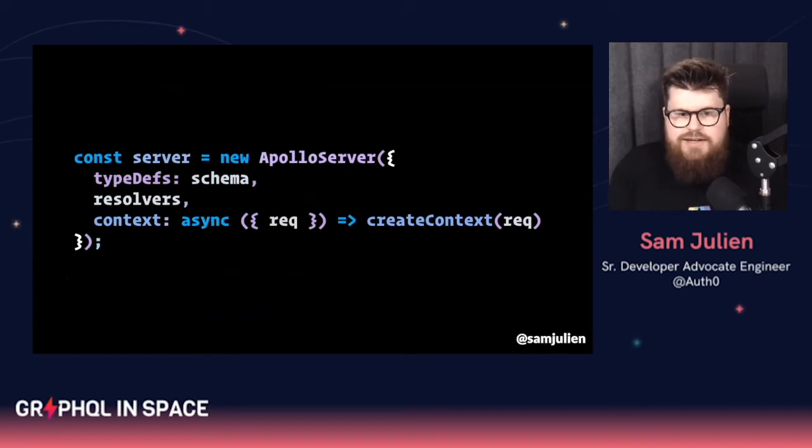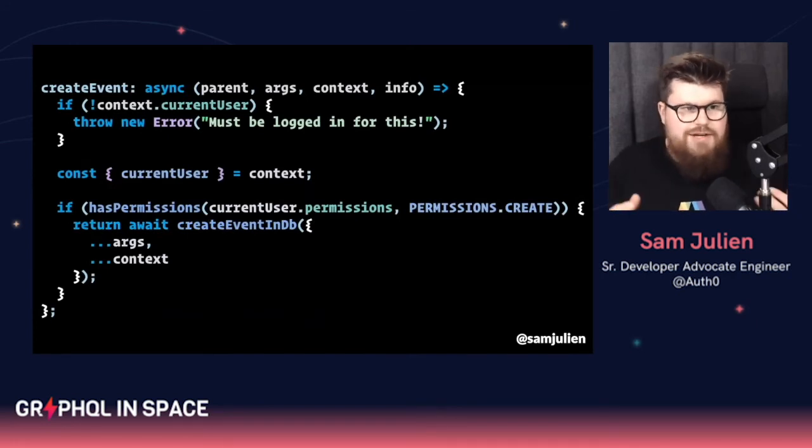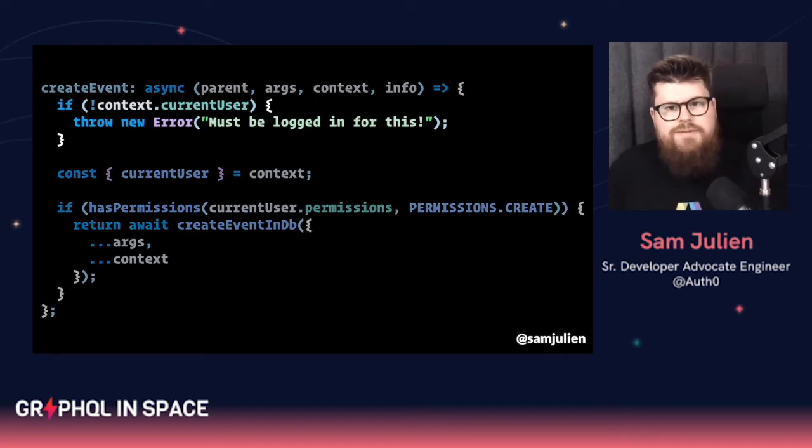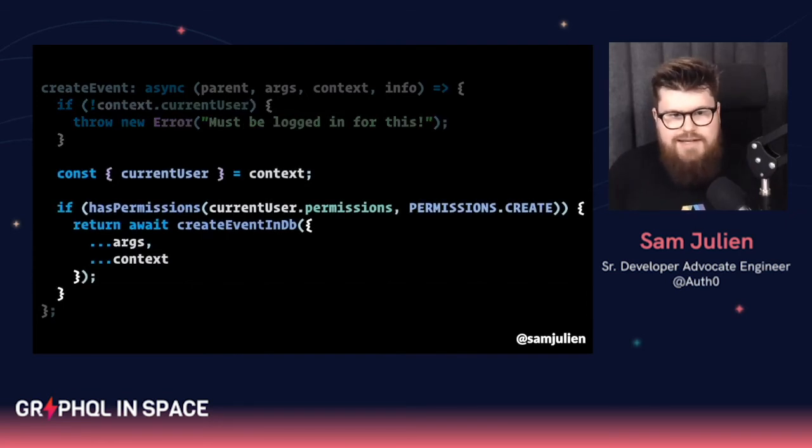So we'll just use that createContext function when we're building out our server, and we can pass the request to that createContext function. And so now when we go into our resolvers, let's say here we've got this createEvent resolver, and inside of there we've got our parent, our arguments, our context, and our info. We can actually check and say, hey, if I have a user, then that means I'm authenticated. If not, I can go ahead and throw an error because I want this user to be authenticated before I let them create a new event in the database. So if we do have a user, we can pull it off of the context, and then we can check to see if they have the right permissions and proceed to create the event in the database.